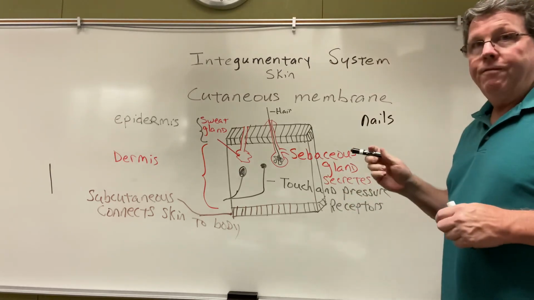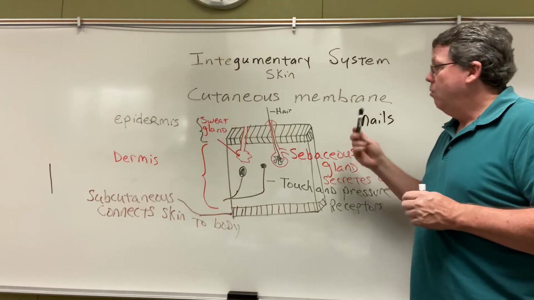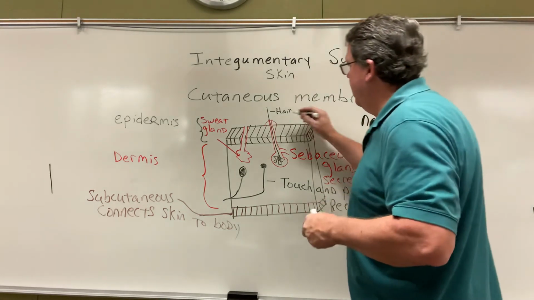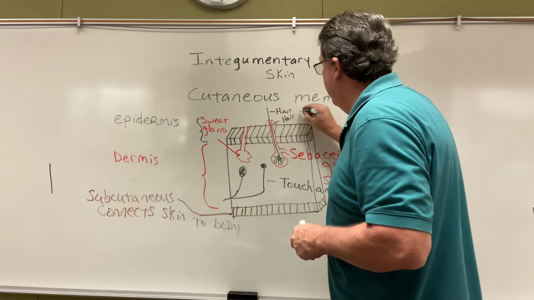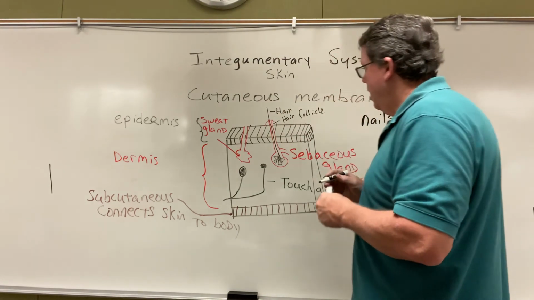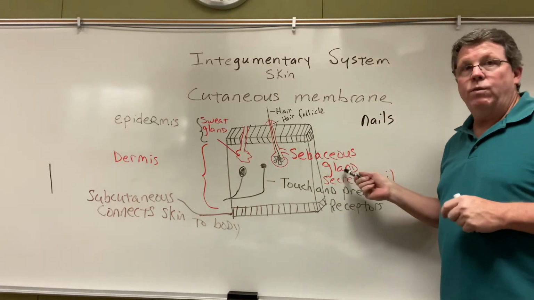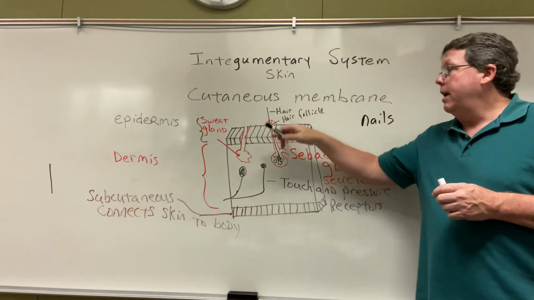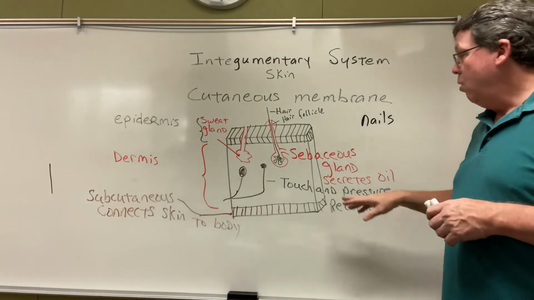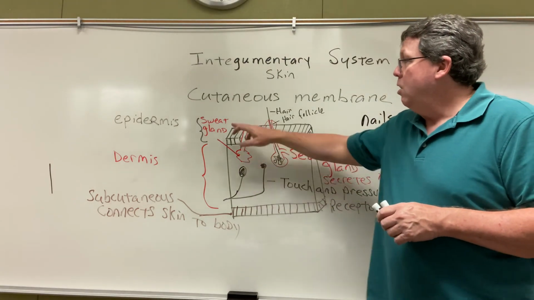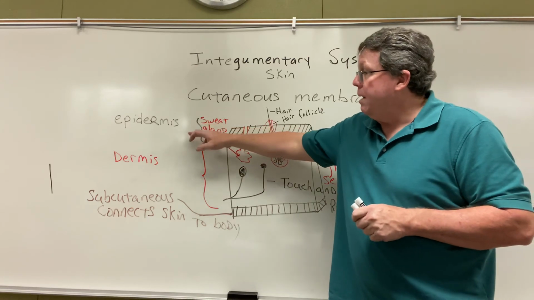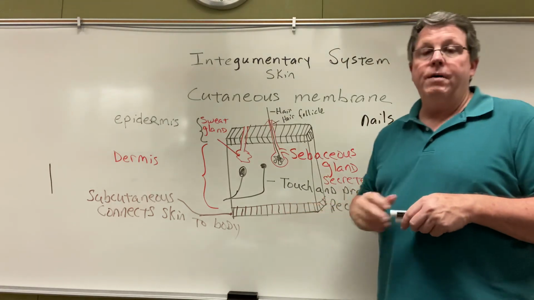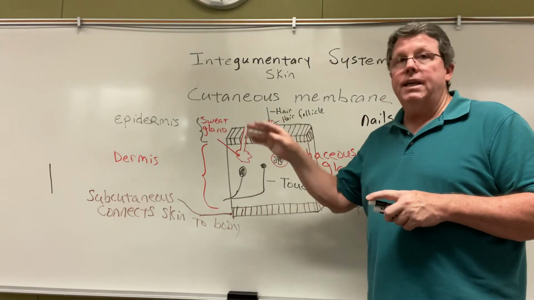Okay, so if we review real fast, what we have in the integumentary system is we have the epidermis, which is the upper layer, right? We have hair follicles. In fact, I'm going to put hair follicle right here. Okay, we have sebaceous glands, which secrete oil that basically keeps our skin moist, as well as our hair, right? Keeps those from drying out. We have touch and pressure receptors that are in the skin. We have sweat glands. We have the three layers being the epidermis, the dermis, and the subcutaneous level, which will attach the skin to the body. So that's basically it for the integumentary system.